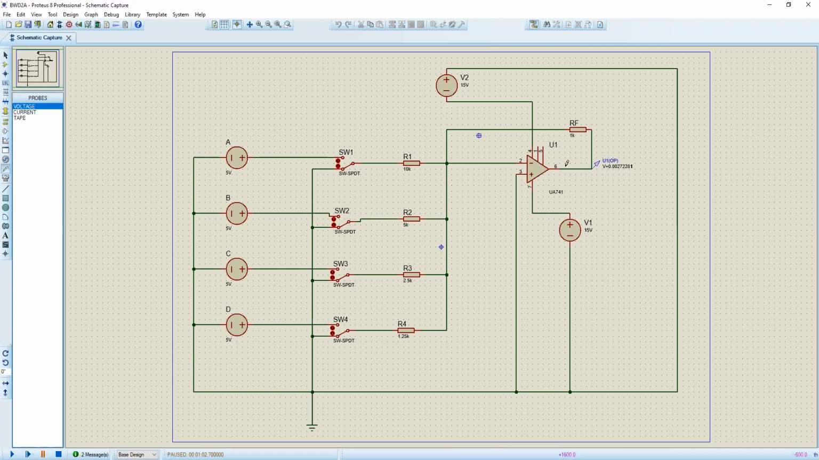And now we have also used four SPDT switches to toggle between the logic high level and logic low level. So let's see what happens when you run the simulation.